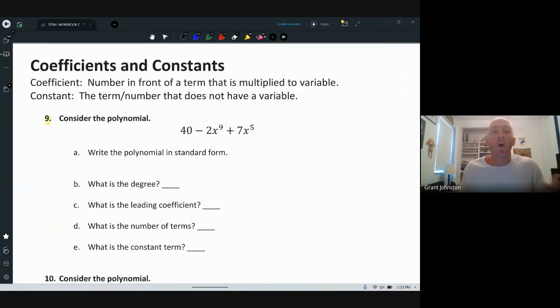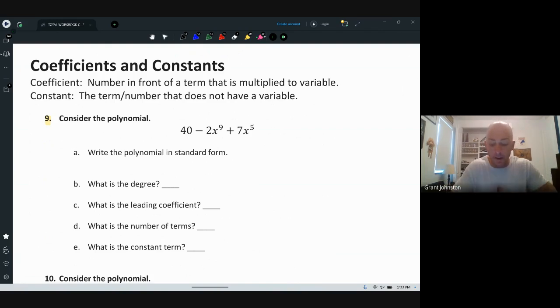Couple more vocabulary words, coefficients and constants. So the definition of the coefficient is the number in front of a term that is multiplied to the variable. So it's that number in front. And the constant is the term that is generally or always just a number that does not have a variable. So that's going to come into play here.